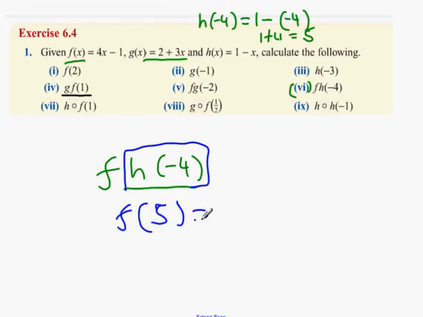So what can you do with f of 5? What's the f? What do you do with f? 4 times whatever it is, take away 1. And in this case it's 5. 4 times 5 is 20. 20 minus 1 is 19.